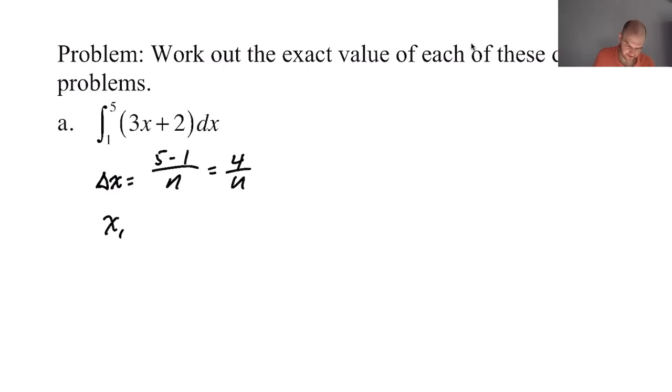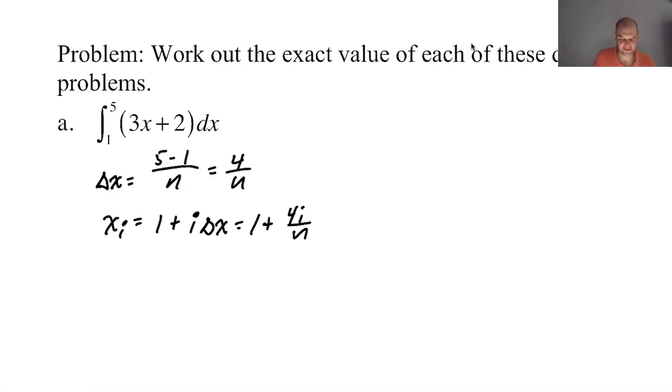We need an x sub i. So x sub i is going to be where you start, so that's at 1. And then for each rectangle, you just add the base, which is delta x, that number of times. If you want the evaluation point for the 10th rectangle, you're going to do 1 plus 10 times delta x. For the 75th rectangle, you're going to do 1 plus 75 times delta x. So in general, you're doing 1 plus i times delta x, which is 1 plus 4i over n.